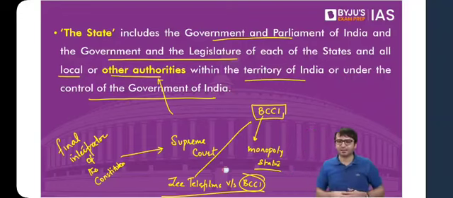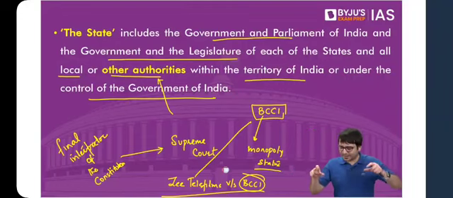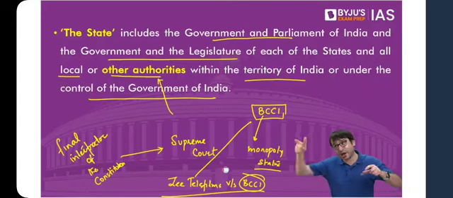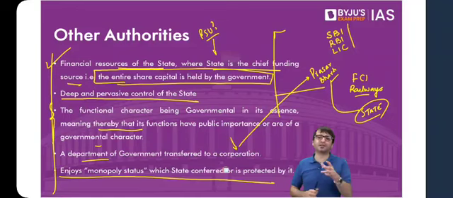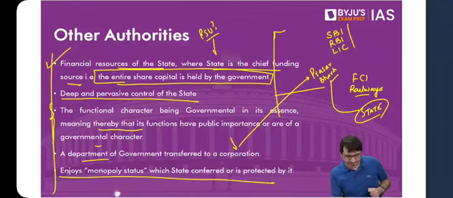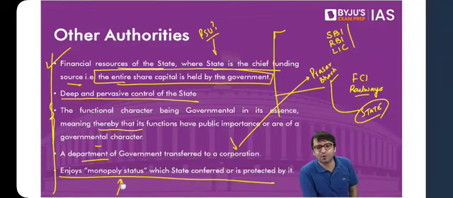Because what is a state? Government of India, Parliament of India. Government of state, legislature of state. Panchayati Raj institutions. Indian embassies outside India as well. Or other authorities. Which are these other authorities? One such other authority is an entity which enjoys a monopoly status. Zee Telefilm said, BCCI enjoys monopoly. That means it's a state. And as a state, it cannot violate fundamental rights.